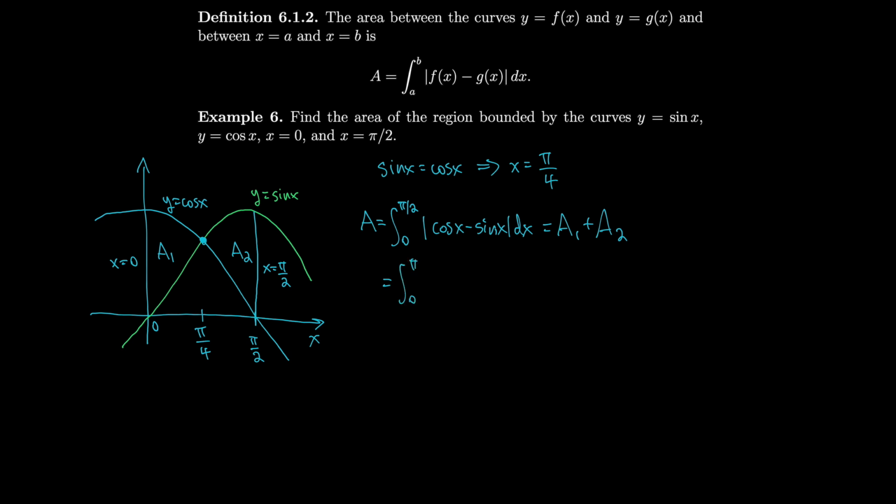We'll go from 0 to pi over 4, and then we'll go cosine x minus sine x, because that'll make the difference positive, because cosine's on top and sine is on the bottom, from 0 to pi over 4. And then we'll add that to the integral from pi over 4 to pi over 2, where notice over here we have to write sine on the top and cosine on the bottom. So we'll put sine first when we do our subtraction to make sure that this is positive.